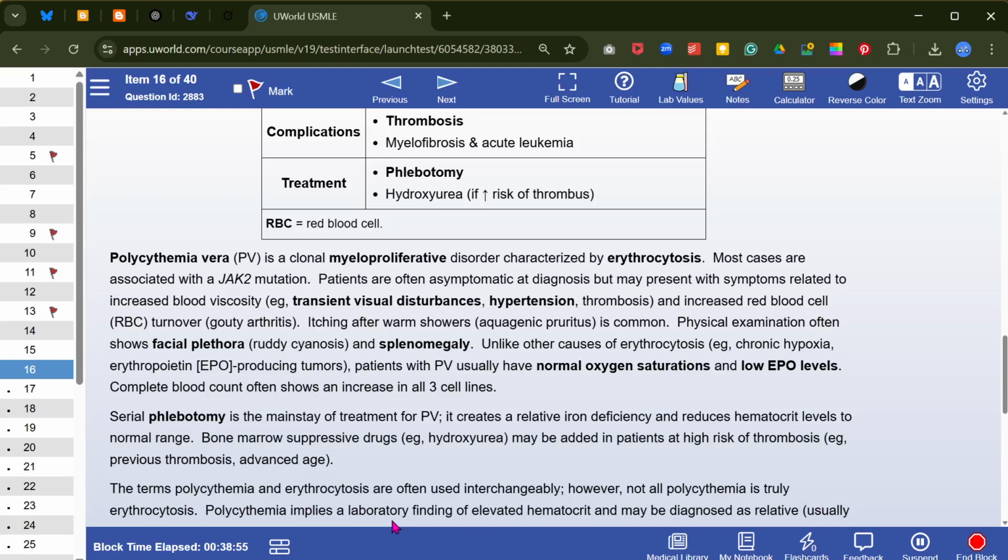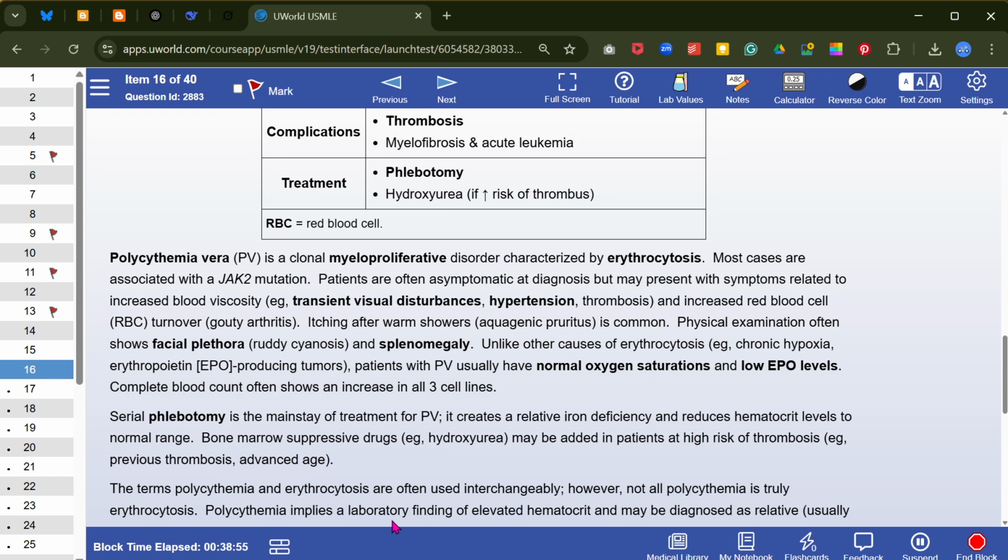Physical examination often shows facial plethora, plethora, cyanosis and splenomegaly. Unlike other causes of erythrocytosis, such as chronic hypoxia or erythropoietin-producing tumor, patients with polycythemia vera usually have normal oxygen saturation with low erythropoietin level. Complete blood count often shows an increase in all three cell lines.